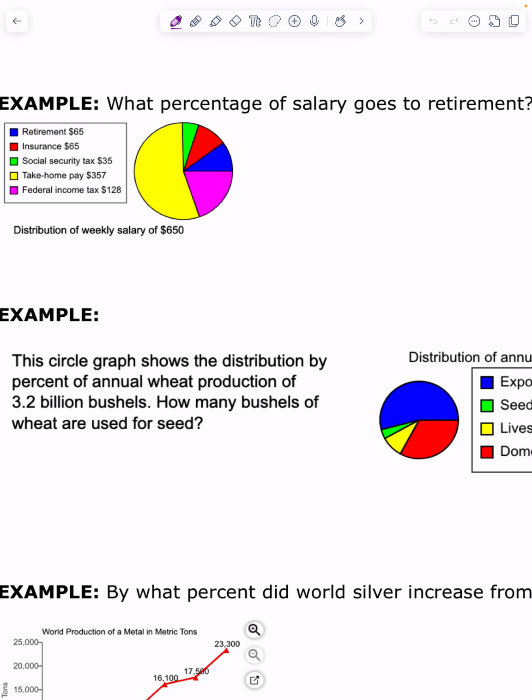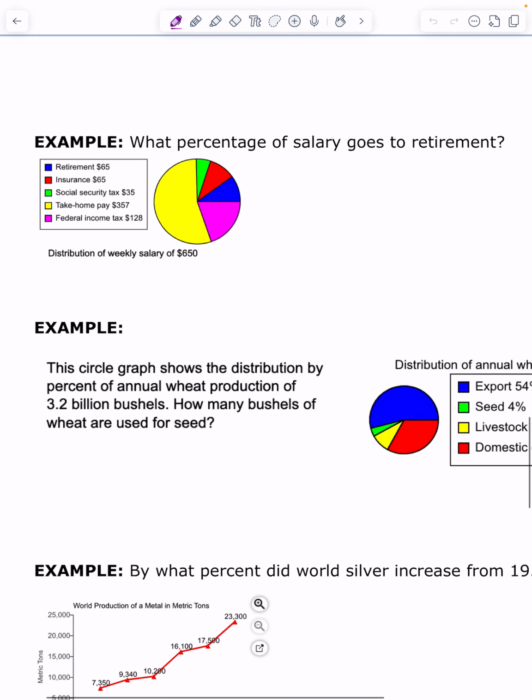What percentage of salary goes to retirement? It's important to remember that percentage is part of a whole. We think of percentage out of 100. The whole is our 100%. The nice thing about a pie chart is it shows everything. So this pie chart shows everything that goes into making up the weekly salary. So we know our total is this 650.